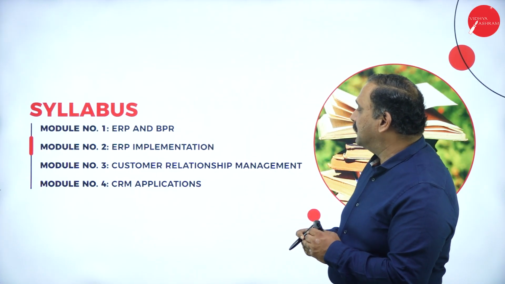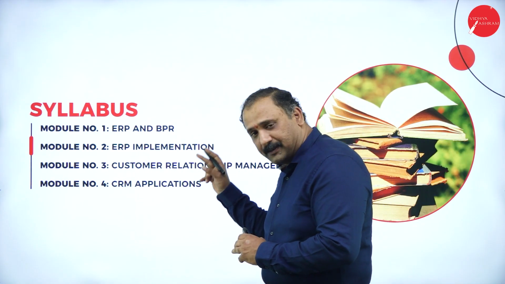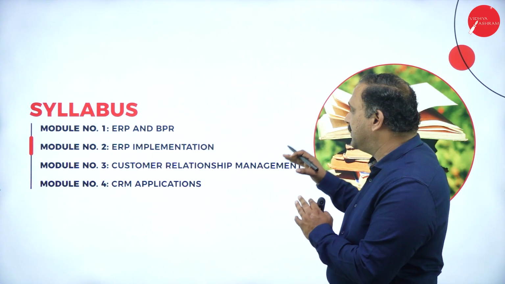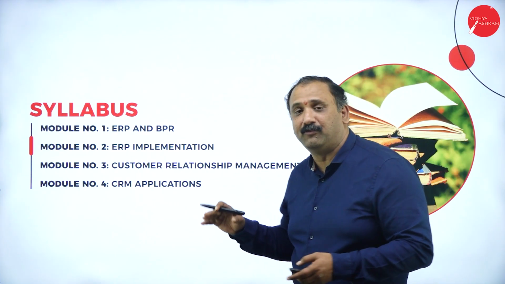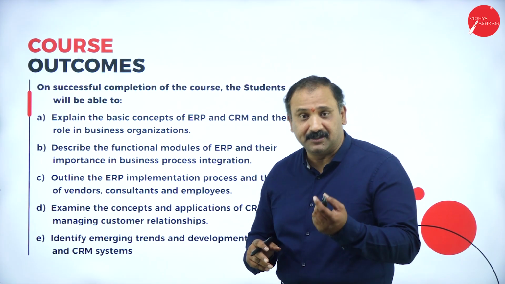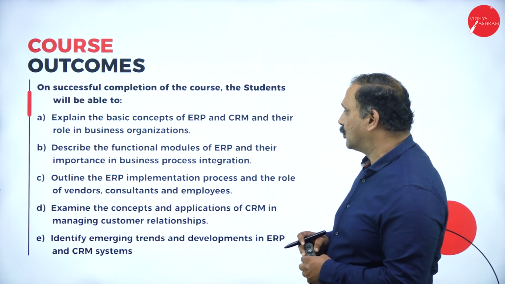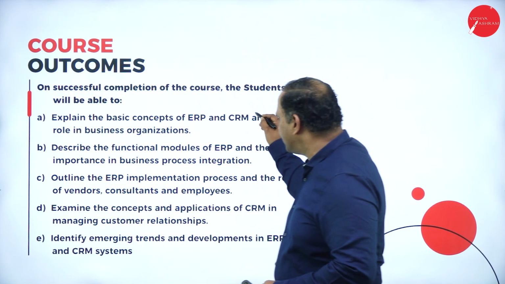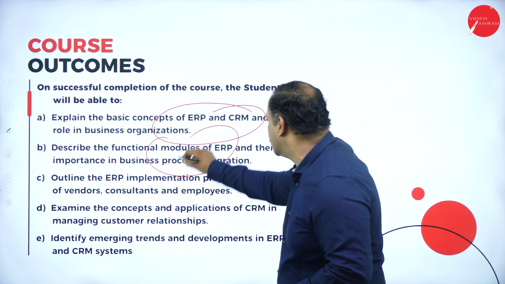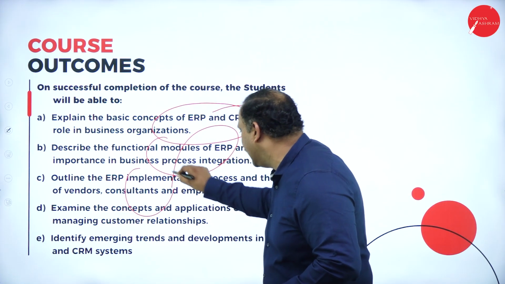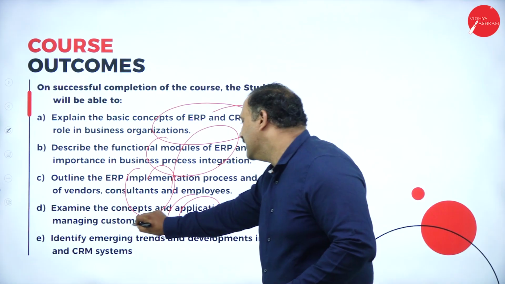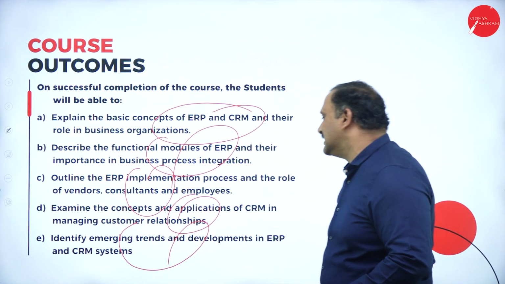Module number 1, starting with ERP and BPR. Module number 2, we're going to talk about ERP implementation. Module number 3, customer relationship management. And module number 4, CRM application. Let's go a deep dive. Before that, let's understand what's the outcome of this course. Explain the basic concepts of CRM and its role in business organization. Functional modules of ERP, outline the implementation process, examine the concepts of application, identifying the emerging trends and developments in the CRM system.